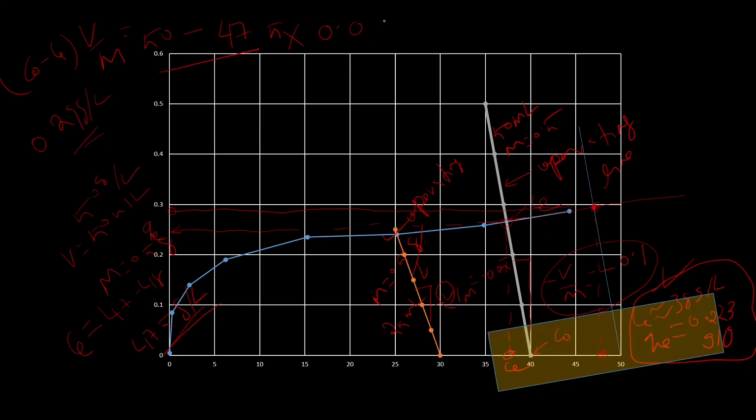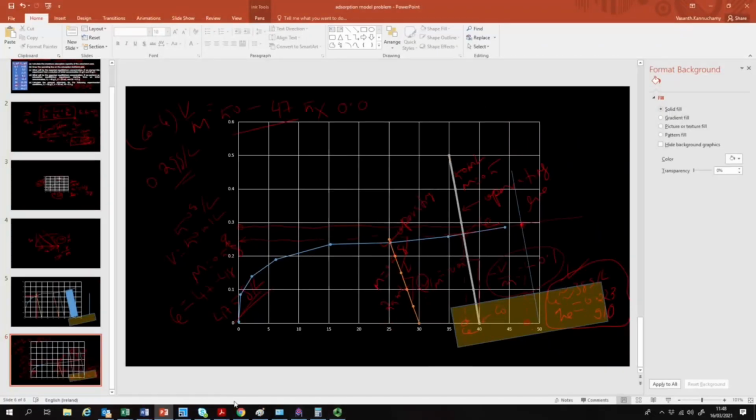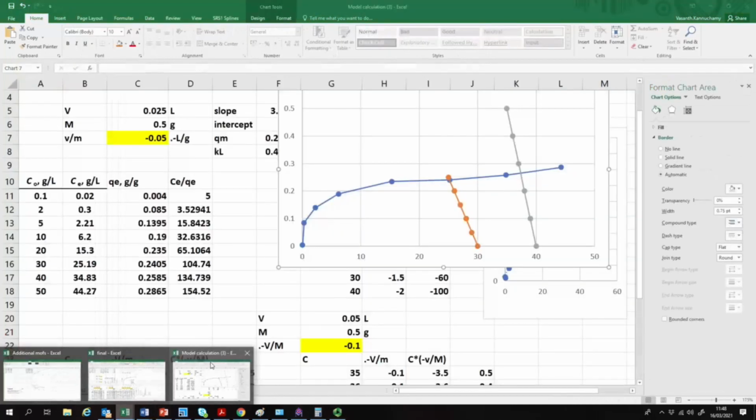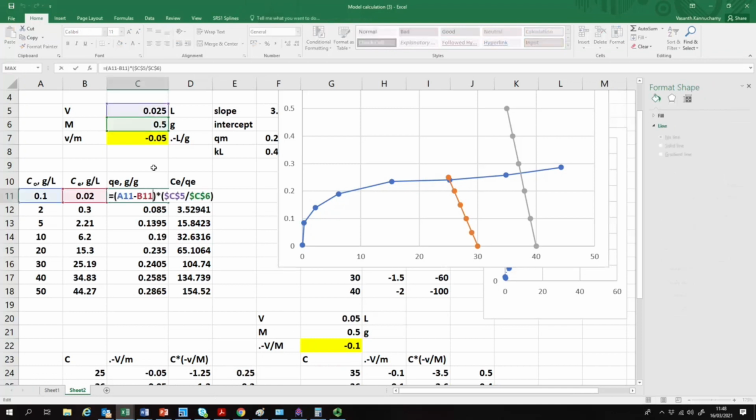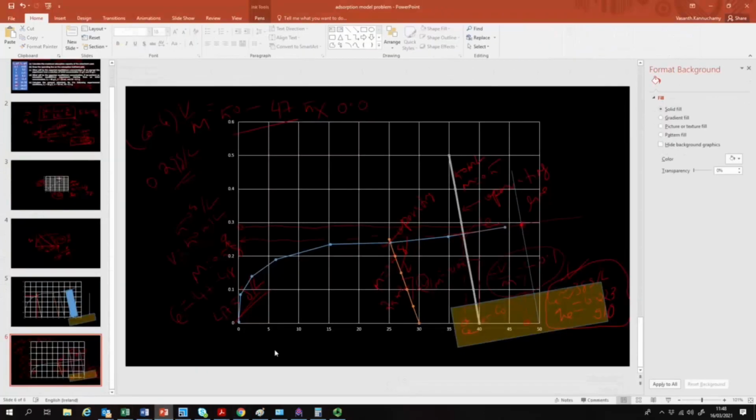Volume is what? I think I made a mistake in the beginning of the solution. If you go back to the Excel sheet, no, correct. Yeah, I already converted into liters. Yes, let's go back here.